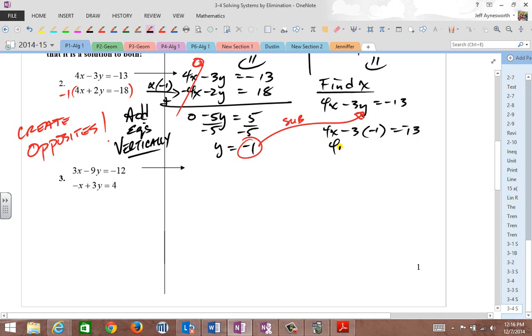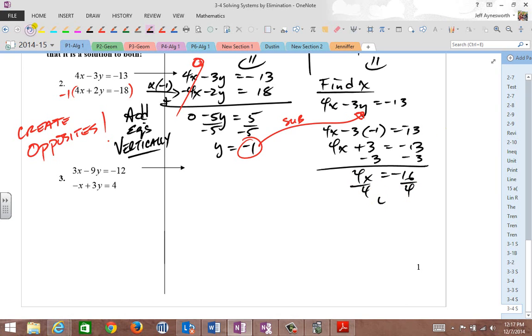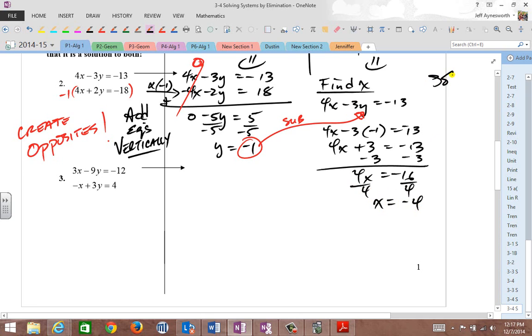All right, let's simplify. 4x plus 3, negative 3 times negative 1 is 3. That's equal to negative 13. Let's subtract 3 here, and let's solve for x. Okay, negative 13 plus negative 3 is a negative 16. Okay, add vertically. All right, divide by 4, and you get, excuse me, x is equal to negative 4. So my solution here, as an ordered pair, excuse me, is negative 4, always x first, comma, negative 1.